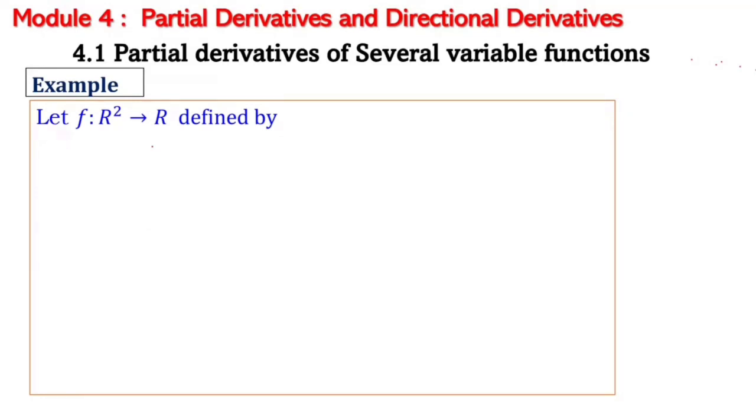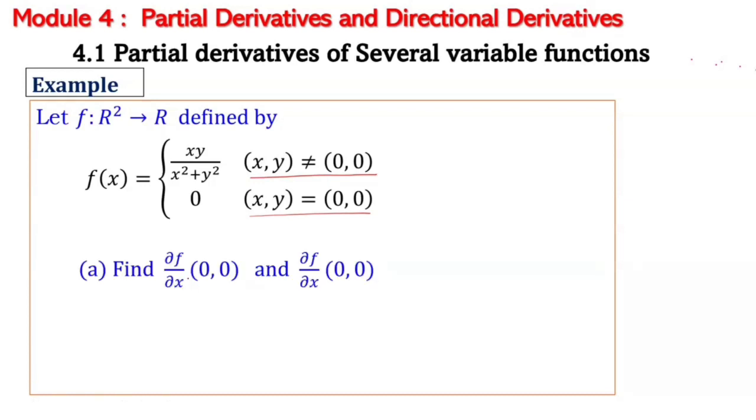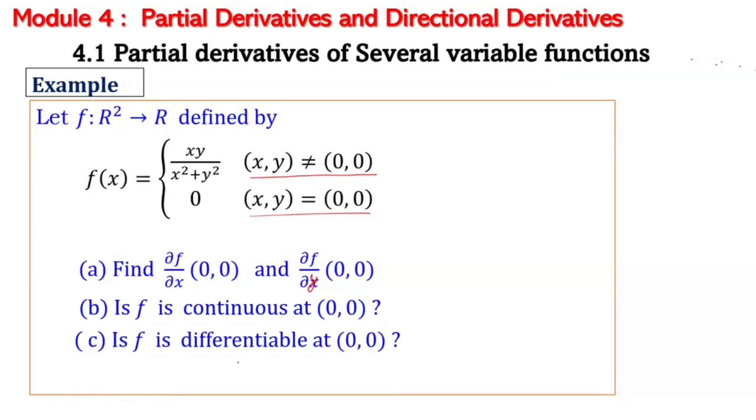Now we have an example here. Let f from R2 to R be defined by f(x, y) equal to xy over x squared plus y squared when (x, y) is not equal to (0, 0), and 0 when (x, y) is equal to (0, 0). Now the question is: first, find del f del x at (0, 0) and del f del y at (0, 0). Second, is f continuous at (0, 0), and third, is f differentiable at (0, 0). So we are going to answer this question.